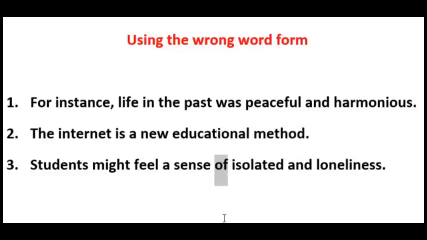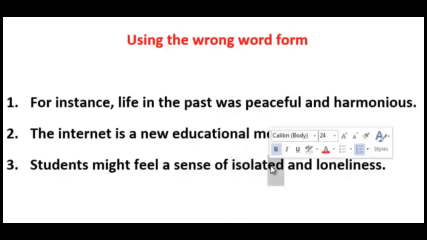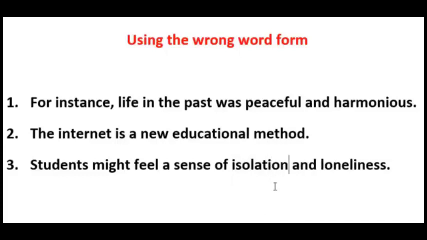And in the last example, students might feel a sense of isolated and loneliness. Okay, like we saw before, we know that of is a preposition, and we know that after prepositions we need to have a noun. We have a noun here, so that's okay, but you should realize that isolated is an adjective. How do you change isolated into a noun? By adding the -tion ending, a sense of isolation and loneliness.